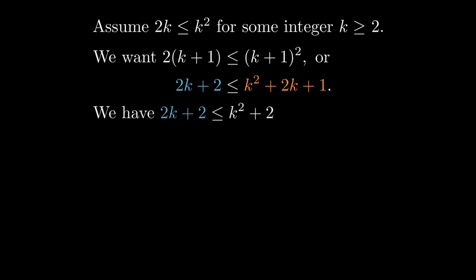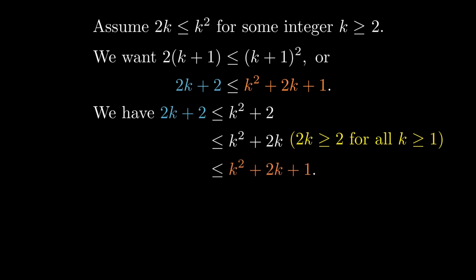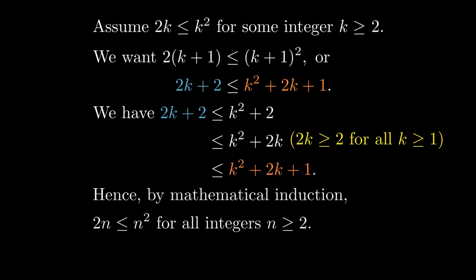Now from here, we can say that k squared plus 2 is less than or equal to k squared plus 2k. Now, the reason we could say this is because for all k greater than or equal to 1, 2 times k is greater than or equal to 2. Now for our final step, we can say, well of course, k squared plus 2k plus 1 is greater than just k squared plus 2k. So now we've arrived at the inequality we wanted to show. Hence, by mathematical induction, 2n is less than or equal to n squared for all integers greater than 2.